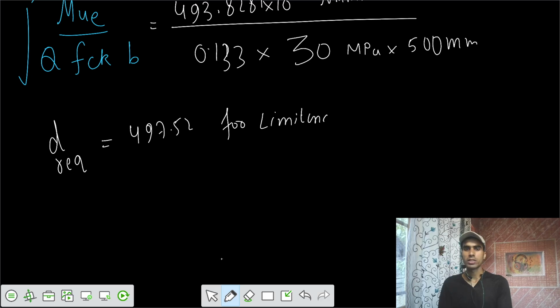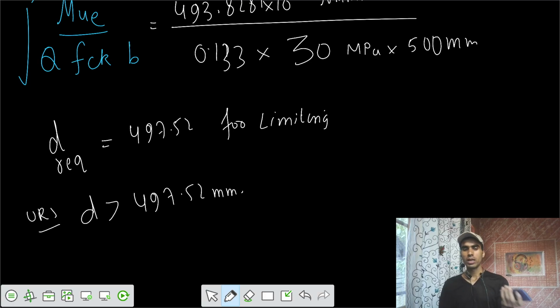This is for balanced section, limiting condition. If I want an under reinforced section, my d should be greater than 497.52 millimeters. So then I generally increase it by some value, 50-60 millimeters. Let's say I'm going to adopt d equal to 550 millimeters.